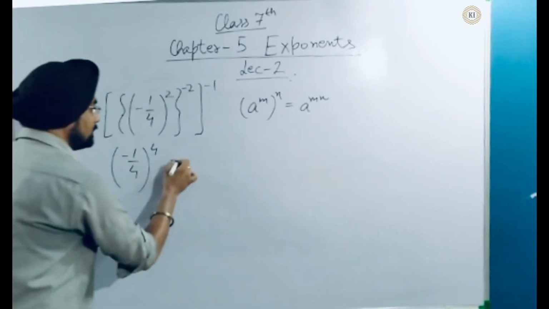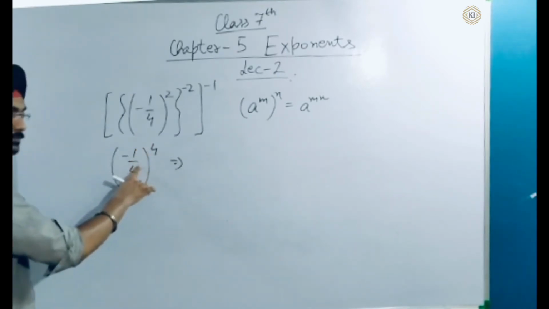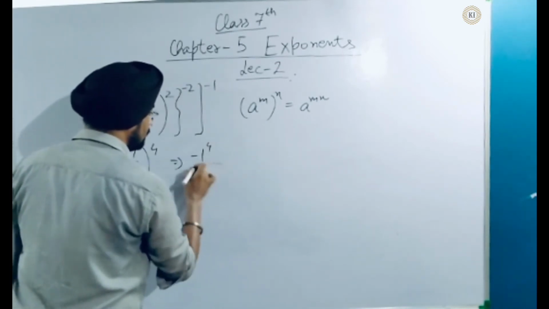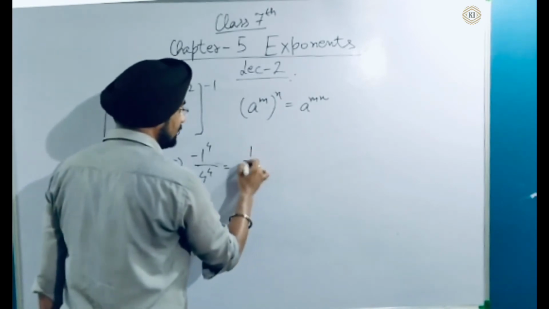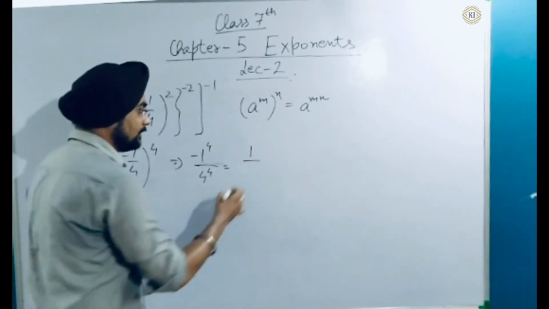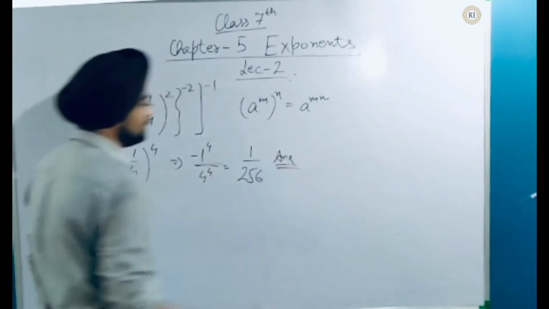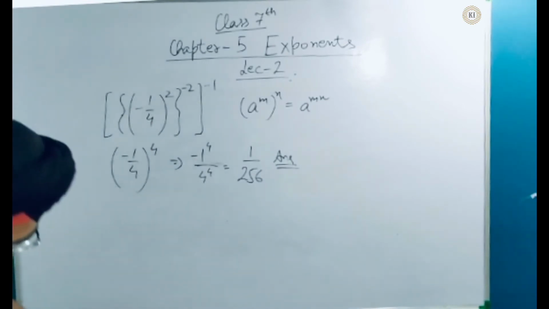If you want you can change this value. So this 4 will come on this minus 1 and 4 will come on this 4 also. It will be minus 1 to the power 4 upon 4 to the power 4. So minus 1 to the power 4 will be 1. And 4 to the power 4 means 4 is multiplied 4 times. So when we multiply, it will come 256 and that will be our result. Now see next question.